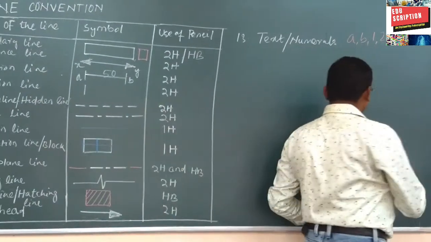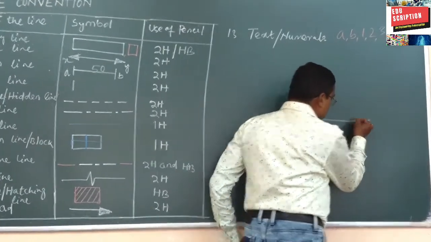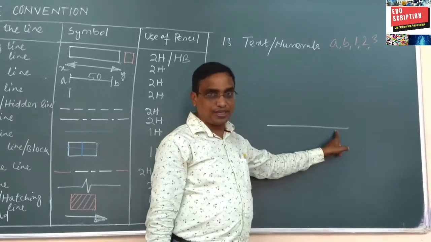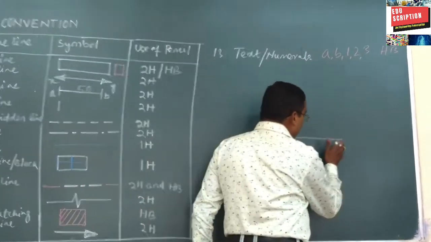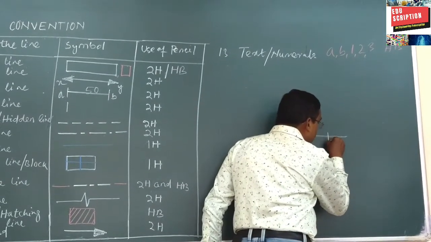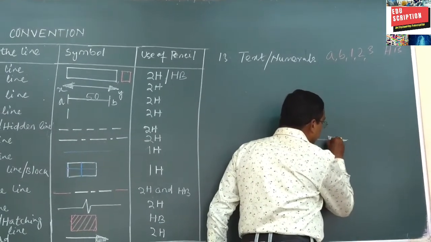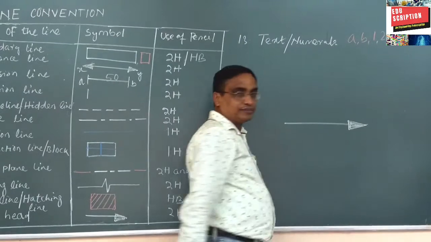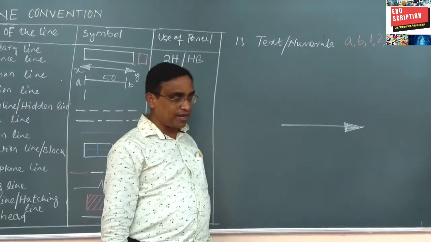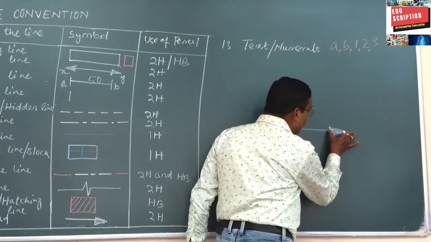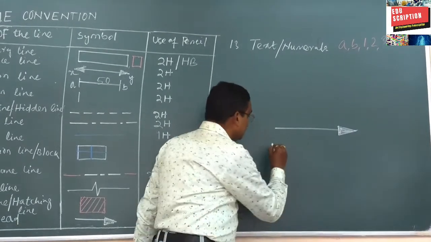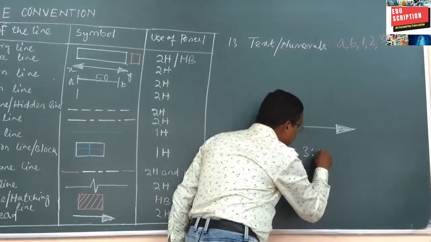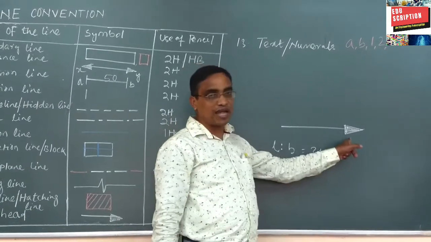Arrowhead. Just you mark. Suppose I want to write here A, B, C, and I put the arrow here. The arrow must be a closed one and a filled one. And what is the dimension of the arrowhead? This is called the length of the arrow. This is called the width of the arrow. Length to width is 3:1. That is the dimension of the arrowhead.